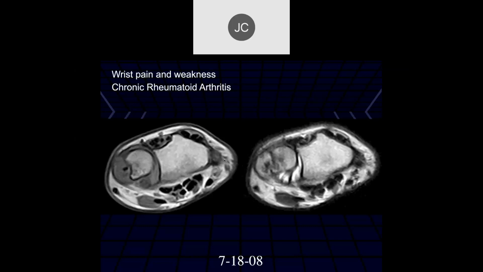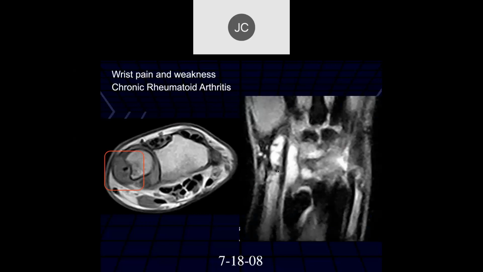Right, so here looking at the ECU, I see synovitis, some fraying of that tendon. Yes, some erosive change in that ECU groove. Good. And then here are the coronal STIR sequences where we're getting part of the first compartment here as well as the sixth compartment, and we see a lot of fluid in both of those compartments.